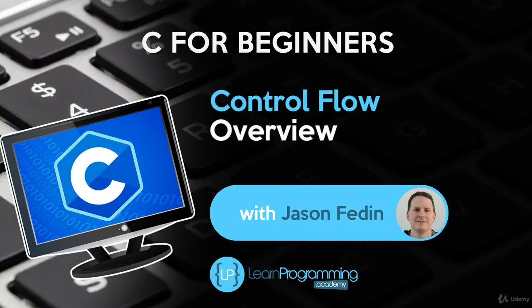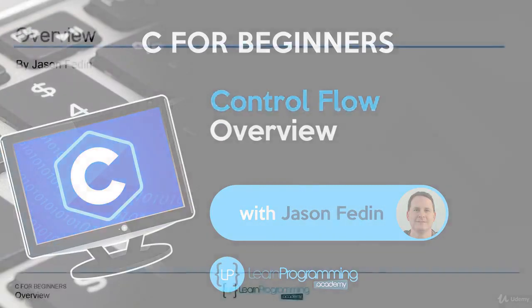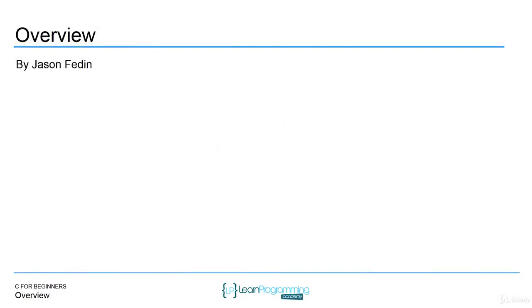Hello and welcome. We're starting a new section and we're going to start talking about control flow. Control flow basically deals with conditional statements, if statements, and making decisions in your program, as well as repeating code, which is loops. So this is an important section. These are fundamental programming techniques used in most languages. We're going to talk about how they're specific to C.